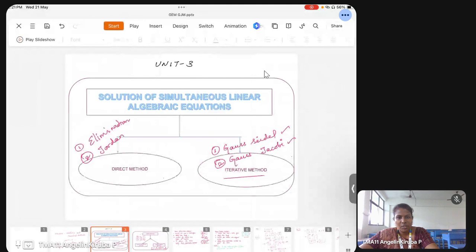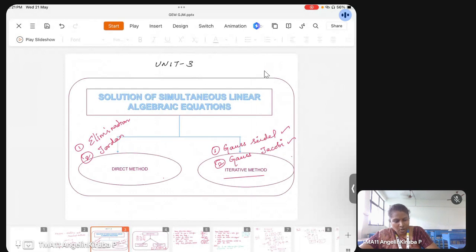Hello students. This video is a continuation of the previous video. In the last video, we saw how to solve a linear algebraic equation by direct method. And in this video, we'll see how to solve the same linear algebraic equation by indirect method, which is said to be the iterative method.